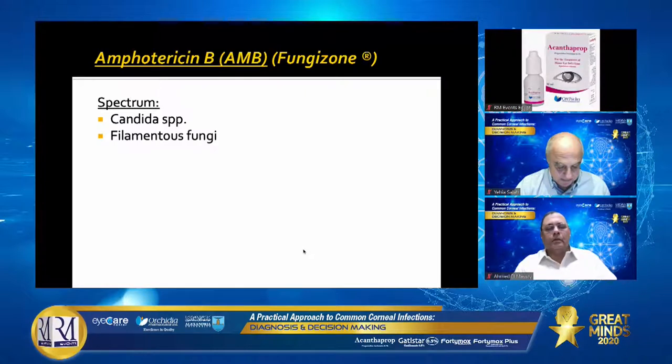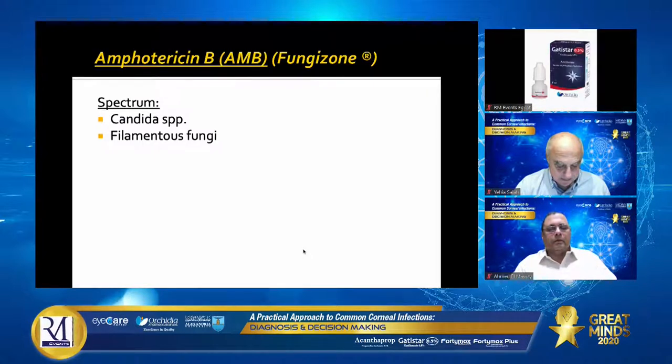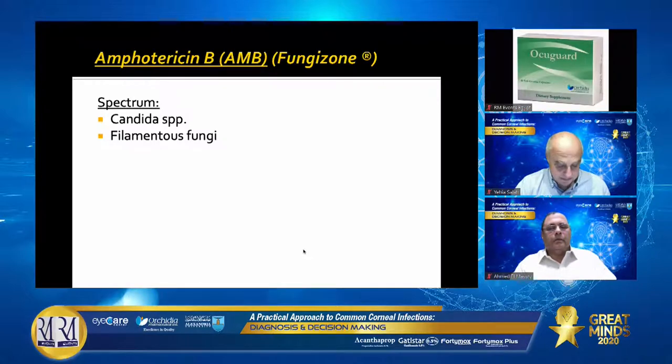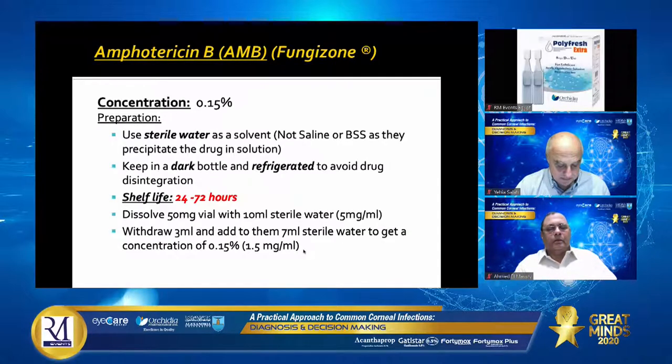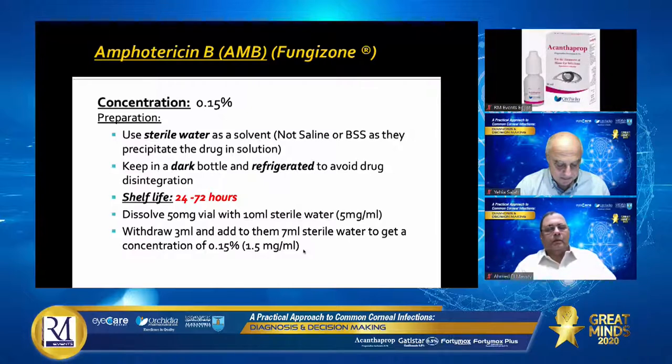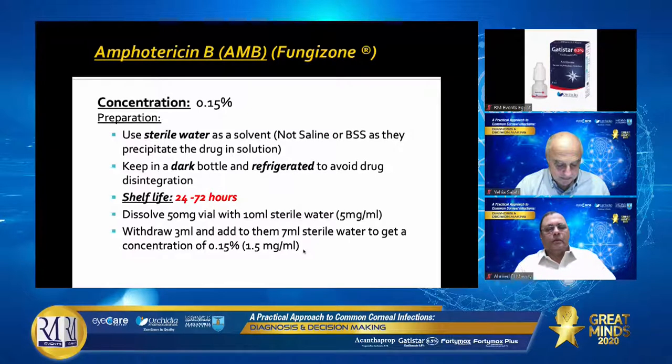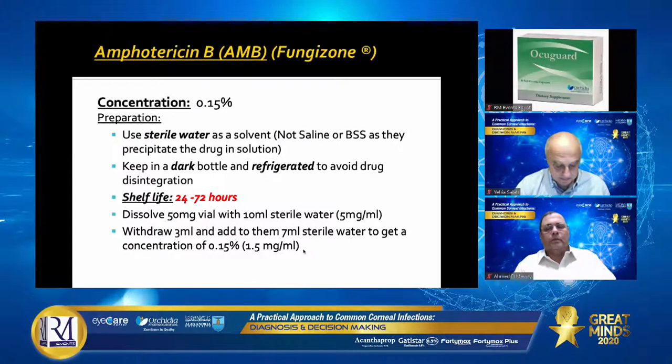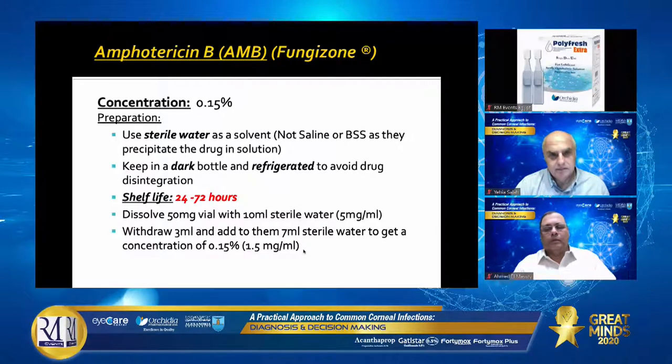Amphotericin B is famous by the trade name Fungizone. It is active against Candida and filamentous fungi. It is a broad-spectrum antifungal for all organisms. The preparation is made in 0.15% concentration, and you have to use sterile water as a solvent, not saline or BSS, as they precipitate the drug in solution. It should be kept in dark bottles, protected from light, and refrigerated to avoid drug disintegration.